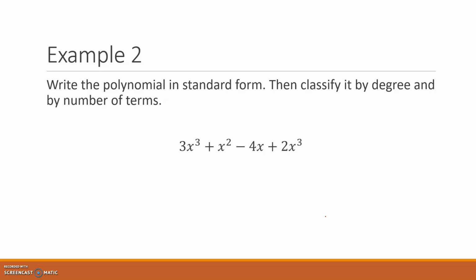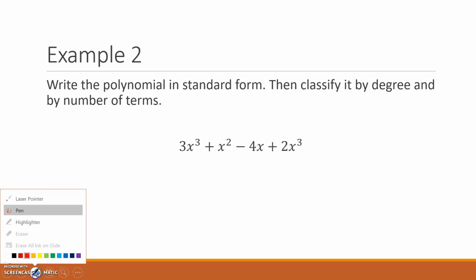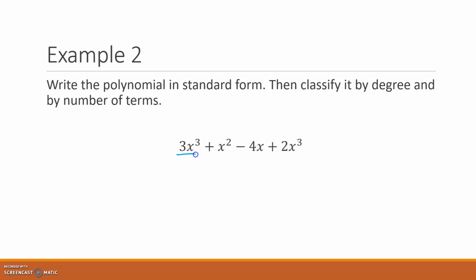All right, so try this one. Put your polynomial in standard form first. All right, when we put this in standard form, we're going to combine these like terms and we'd get 5x cubed. And then there's no other x squared, no other x, so I can just put those in the order that they're in. So now I need to classify by degree and number of terms.